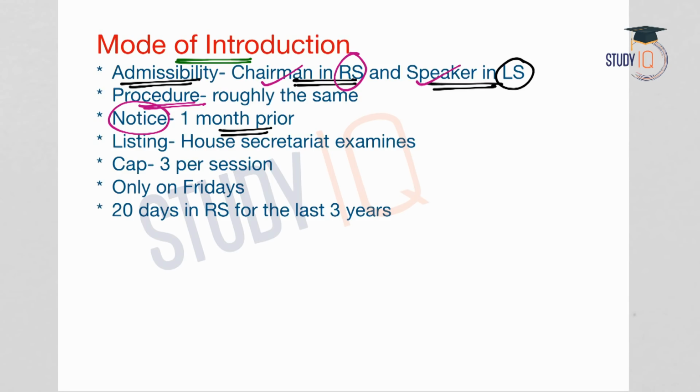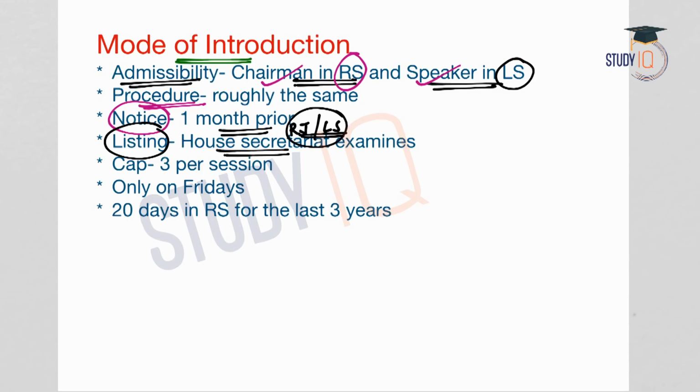And how is the listing of this bill done? The house secretariat, that is, there is a secretariat for the Rajya Sabha and also for the Lok Sabha, will examine the bill to see whether it complies with the constitutional provisions. And after the examination, if the secretariat is satisfied, this bill is listed.